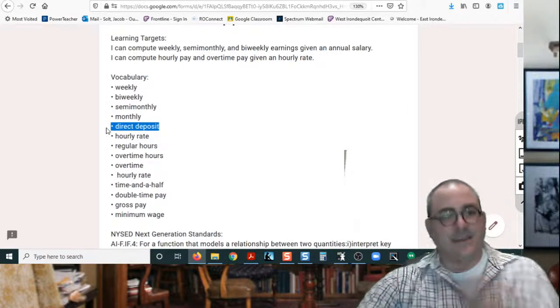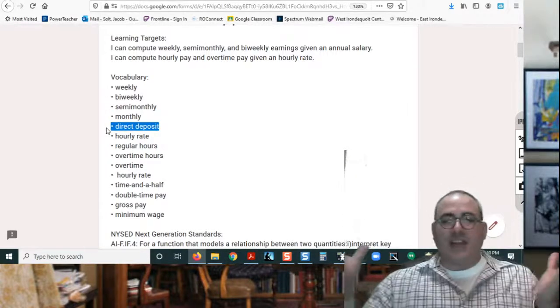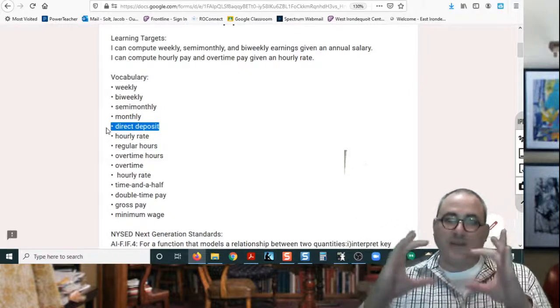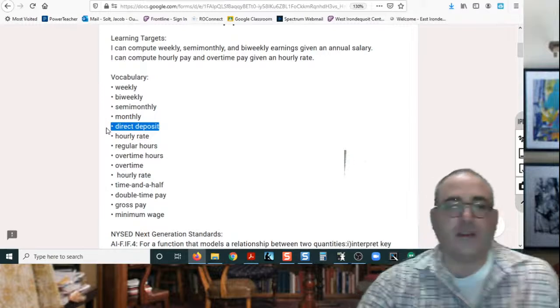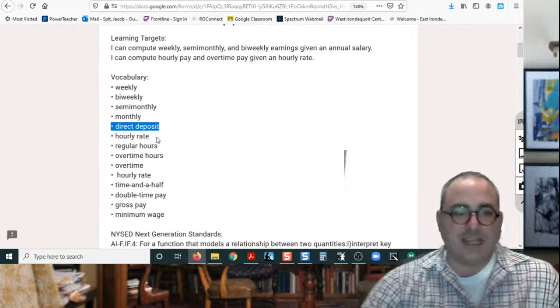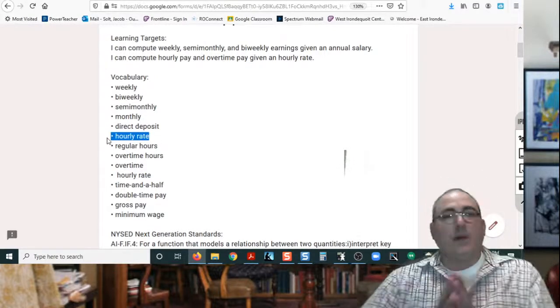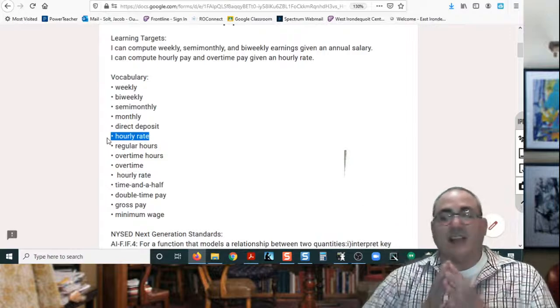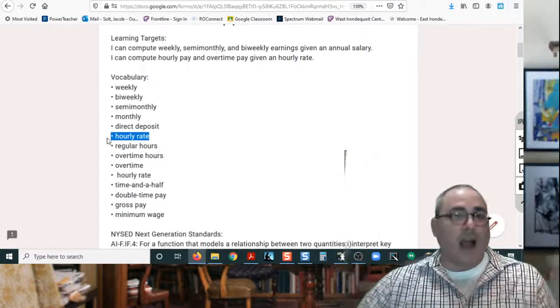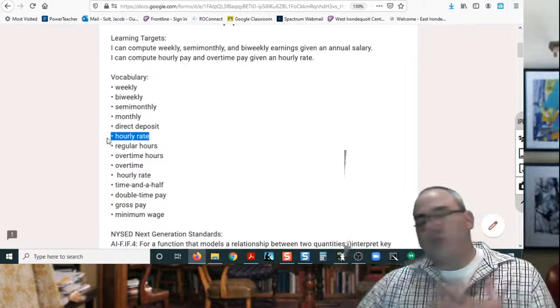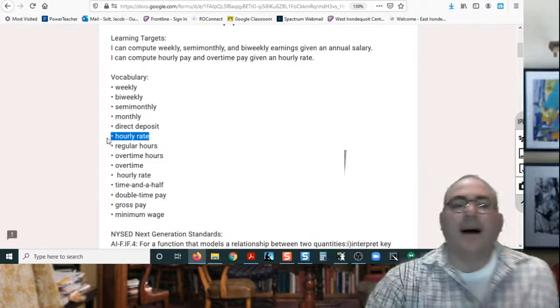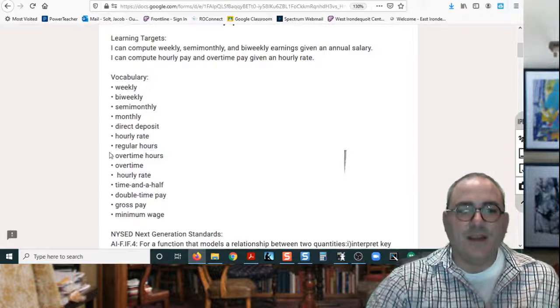Direct deposit. It's a beautiful thing. The money from your paycheck doesn't go to a paper check that you have to cash at the bank anymore. It usually goes direct deposit right into your account. No longer need to run that paper check down to the bank anymore. Hourly rate is just how much you get paid per hour, right? $10 an hour, $12.50 an hour, $28 an hour. Whatever that is.